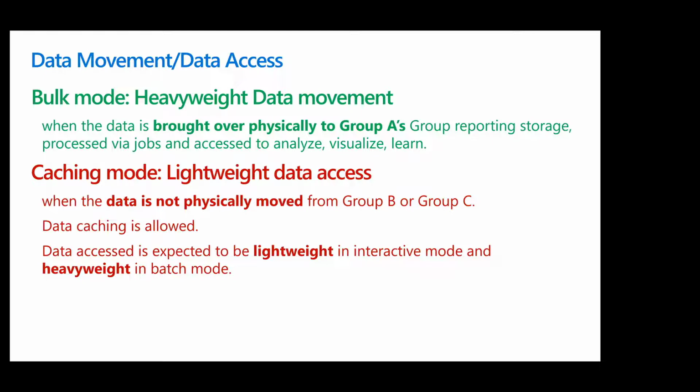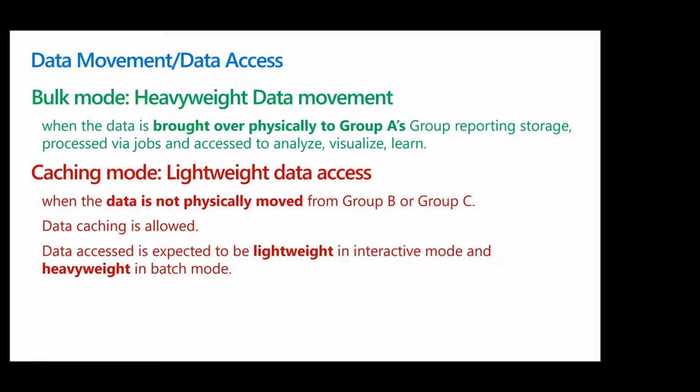Bulk mode is usually when you can physically move the data over from a different country data center to the central group reporting area. That is probably because the data does not have any PII data or data that is restricted by the regulators, or even for that matter, it could be aggregated and hence there is no restriction. So that is bulk mode, and hence I've put that in green, which is like green zone, no problem zone.